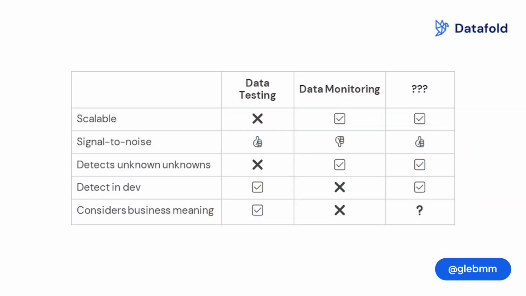So what I wanted to have at my disposal is a tool that would be catching all issues as much as possible, would be scalable, so it wouldn't require me to write tests and spend a lot of time on that. Would be great with signal to noise, would detect unknown unknowns, so I wouldn't need to think about all the possible ways they could break, would be applicable to the developer workflow, and maybe would consider business meaning. So that tool felt like it was missing in the workflow, so that's what we decided to build at Datafold. And this tool is called Data Diff.